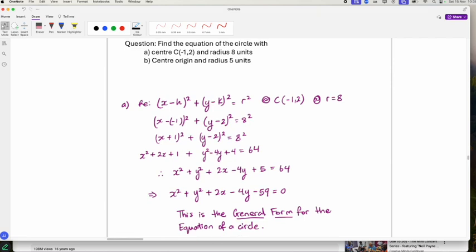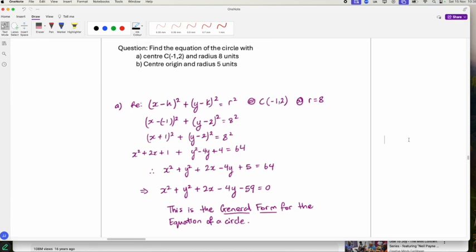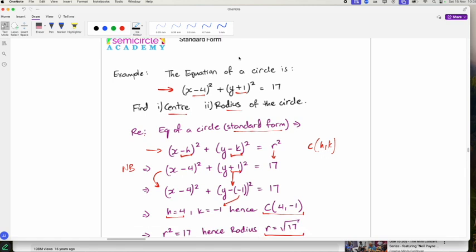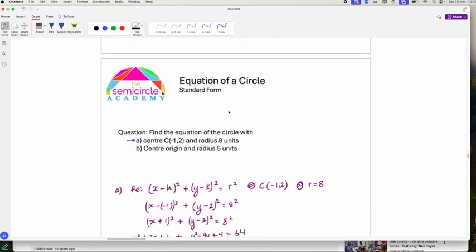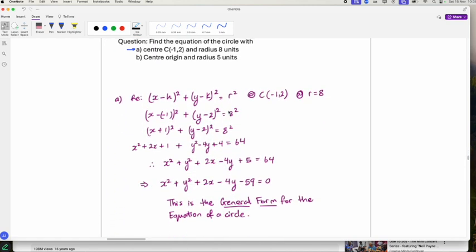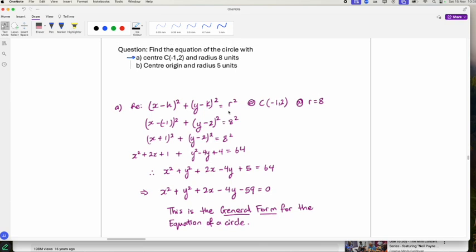Now, check this out. Find the equation of a circle, part A. The center, and now we're finding the equation. Over here we were given the equation and we had to find the center and the radius. But over here, they're giving us the center and the radius, and we had to find the equation. So we have a center of -1, 2, and a radius of 8 units.